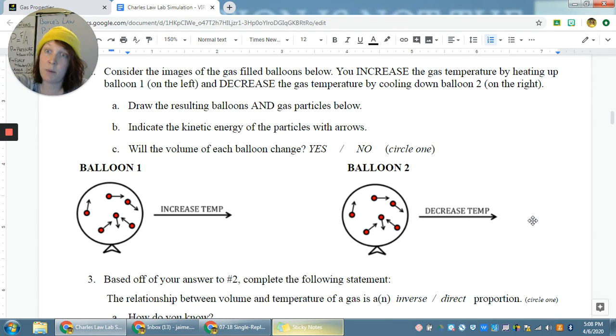Are we adding more particles? What will that look like? Then after you draw your balloon with the particles in it, you need to indicate the kinetic energy of the particles using arrows, just like you see in the original balloon pictures.